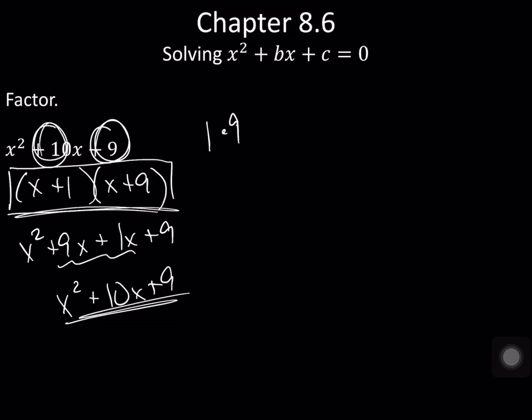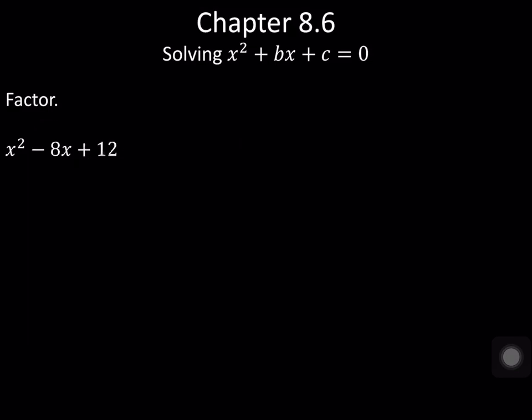Let's try another one. I want you to notice though on this one, the middle term is not positive, the middle term is negative. So when you get ready to add your two numbers together, okay, you need to get a -8 when you get done. So I'll do this one, and then I'll throw another one at you here in a minute that'll be a little bit different. So I'm looking for something that multiplies to give me a positive 12.